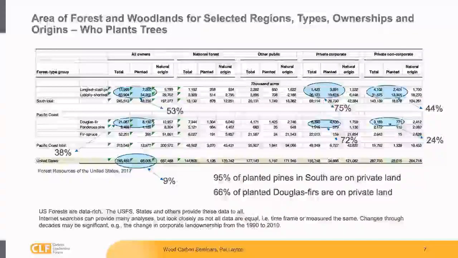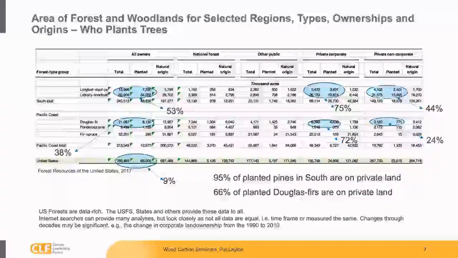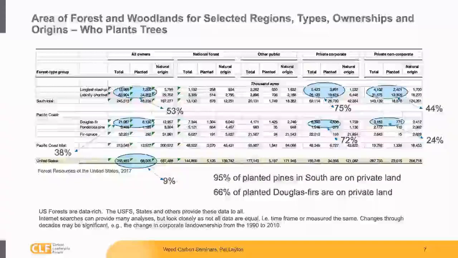So there is government support for private owners to replant their forests and reestablish their forests so that we continue to have green up of forestry and not a clear cut that stays empty looking for many years and isn't gaining carbon by the growth of new trees. So there are active programs in that. Again, 95% of the planted pines in the South are on private land, and 66% of planted Douglas fir is on private land of some type.